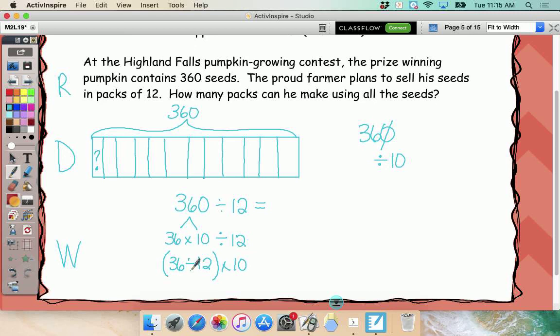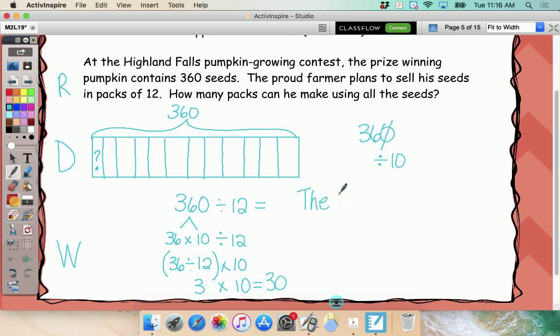So what's 36 divided by 12? 3. And what's 3 times 10? 30. So that's what we really did, Kevin. Okay? But in our minds, we take off the 0, do 36 divided by 12 equals 3, then put the 0 back on. Okay? But this is what happens mathematically. Okay? What sentence could I write for this? Max, give me a sentence to write for my answer.